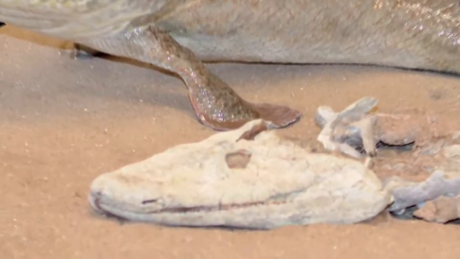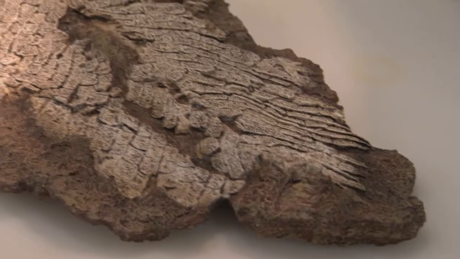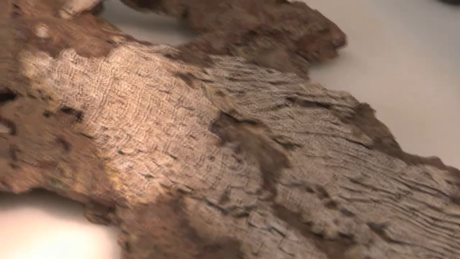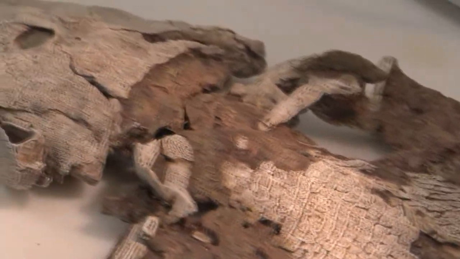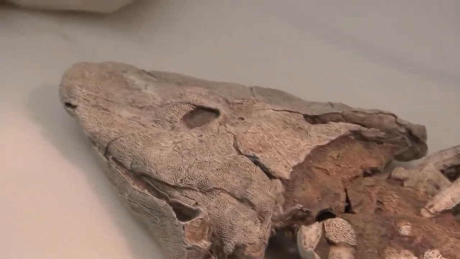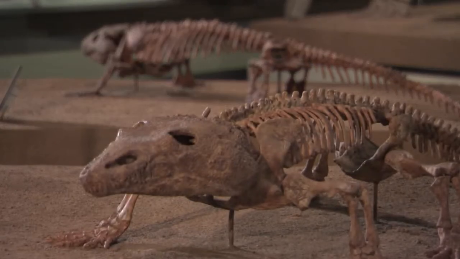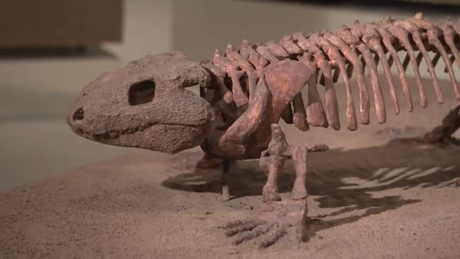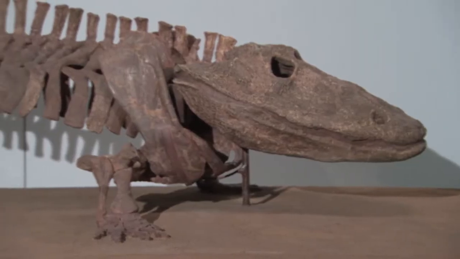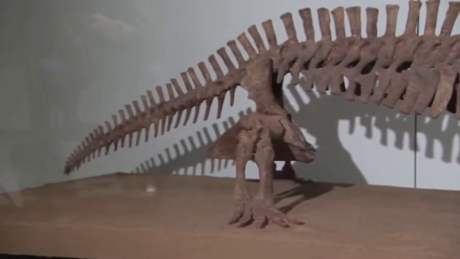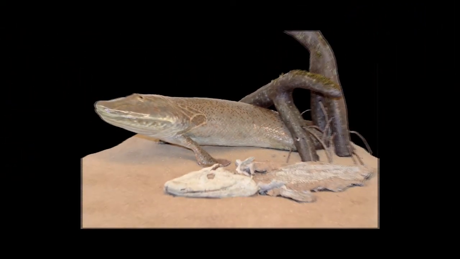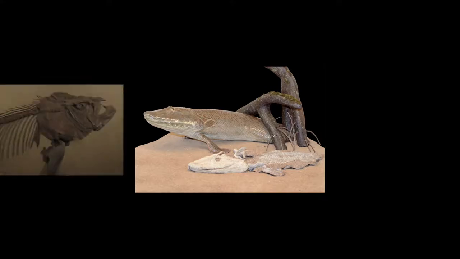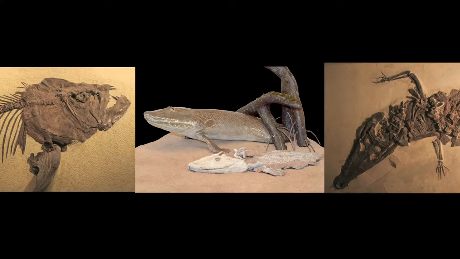Tiktaalik is a true missing link, a creature with scales like a fish and limbs for walking. Developing legs helped fish that moved onto land survive. It was probably because they offered this crucial advantage that legs and walking on land took off. Tiktaalik is a missing link that helps prove that Darwin was right. But we're lucky to have it.